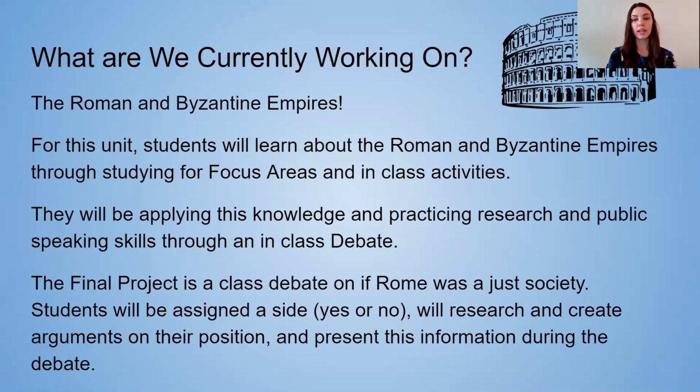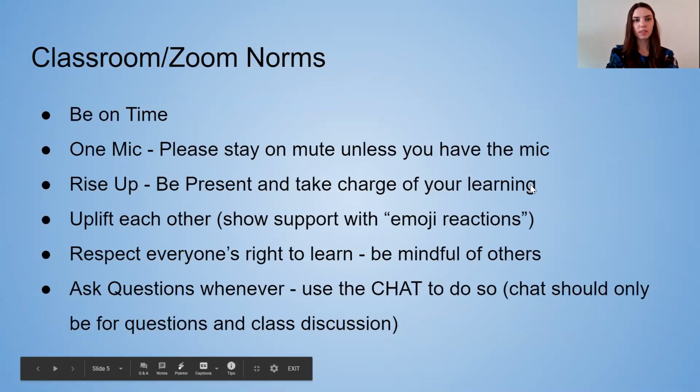So this debate is on if Rome was a just society. Students will be assigned a side, so they'll either argue that Rome was a just society or that it was not. They will do research and then create arguments on their position, and then they're going to present this information during our in-class debate. Our in-class debate will take place over multiple class periods, and students will be assigned to a specific day. And when they're not debating, they will have different things to fill out. And then we will also be doing a short reflective paragraph on this unit after the debate.